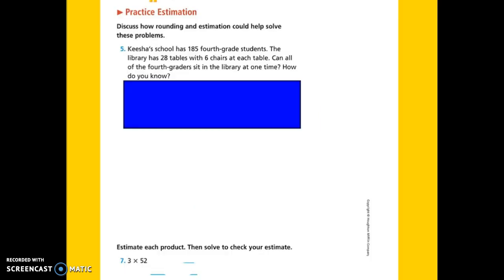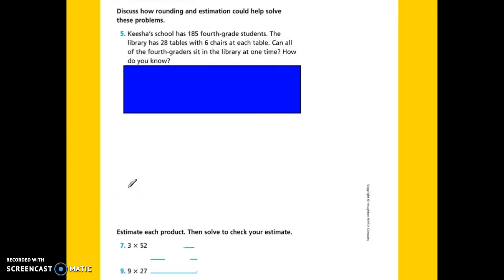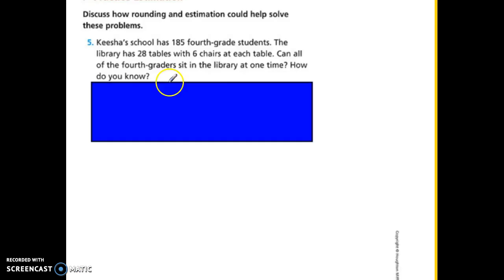All right, we're going to do one word problem, and then we'll practice here. All right, so it says, Keisha School has 185 fourth grade students. I'm going to go ahead and zoom in on this. Sometimes these get a little bit hard to see, so let's zoom in. There we go. The library has 28 tables and 6 chairs at each table. Can all the fourth graders sit in the library at one time?